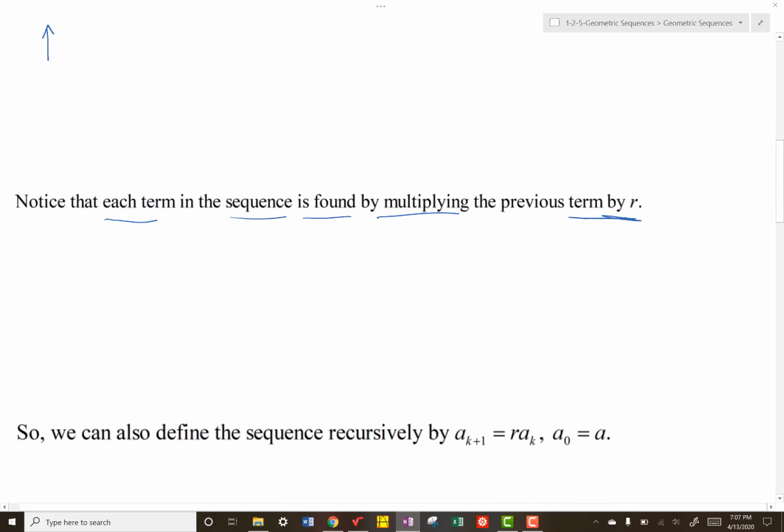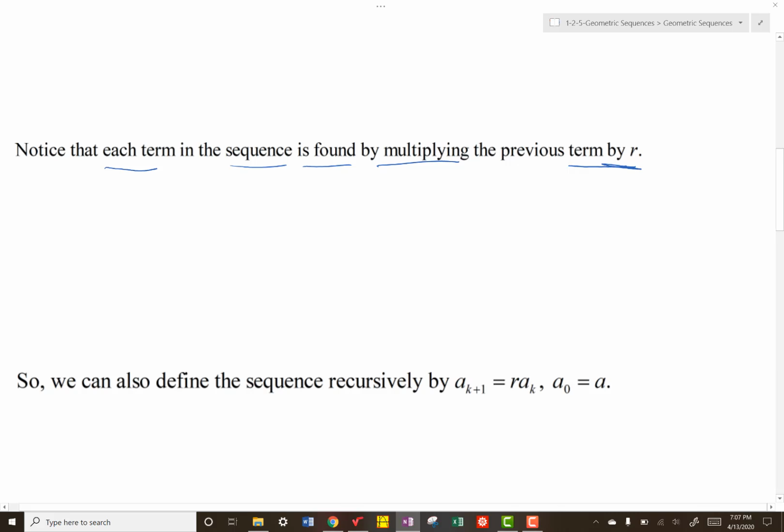And because of that, we can define the sequence recursively if we chose to do. It's not always that convenient, but we could do it just because we can. And that is by saying that the next term in the sequence is always found by multiplying the previous term by r, like we just talked about, assuming that a naught is a, where k here, of course, is still starting at 0.